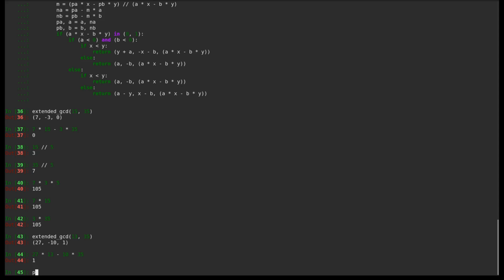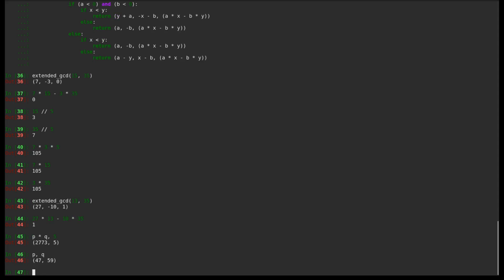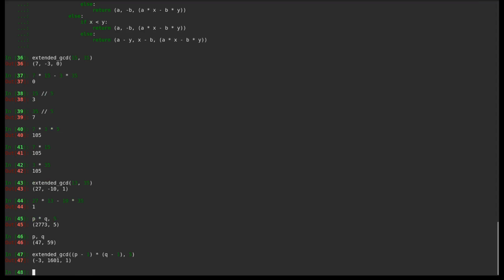So we happen to know that we have p times q, comma 5, as our public key, and p, comma q, so far as our private key, but we need something to go along with the 5. And I'll tell you that what we want is extended GCD of p minus 1, strangely enough, and q minus 1. The reasons for this are related to Euler's totient function, and 5. So we get 1601 as our answer.